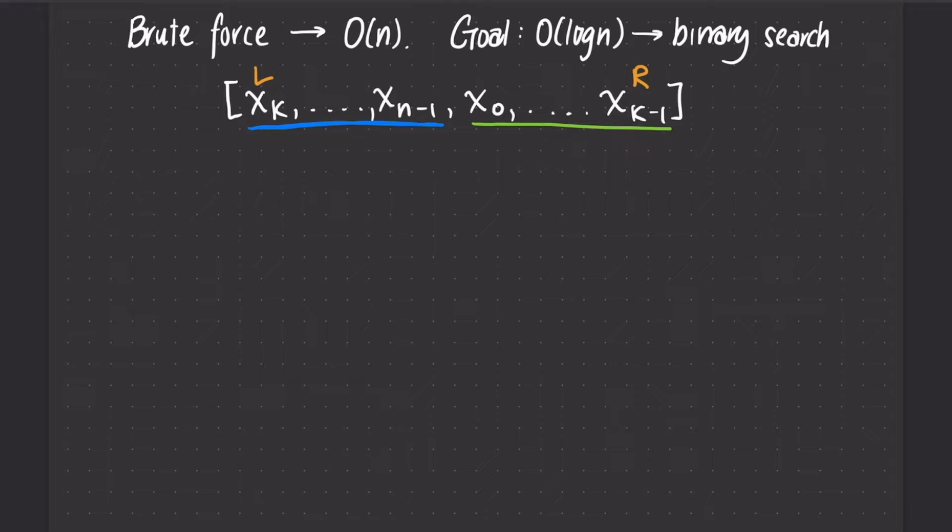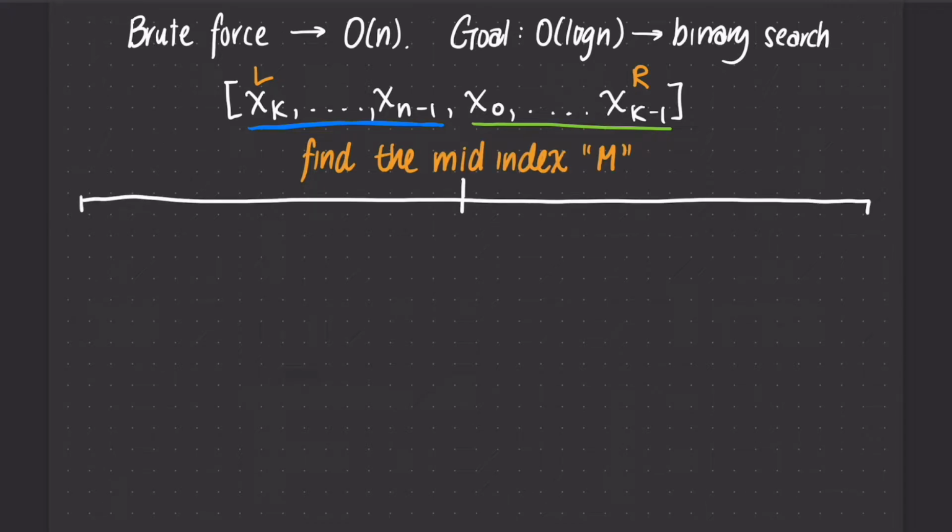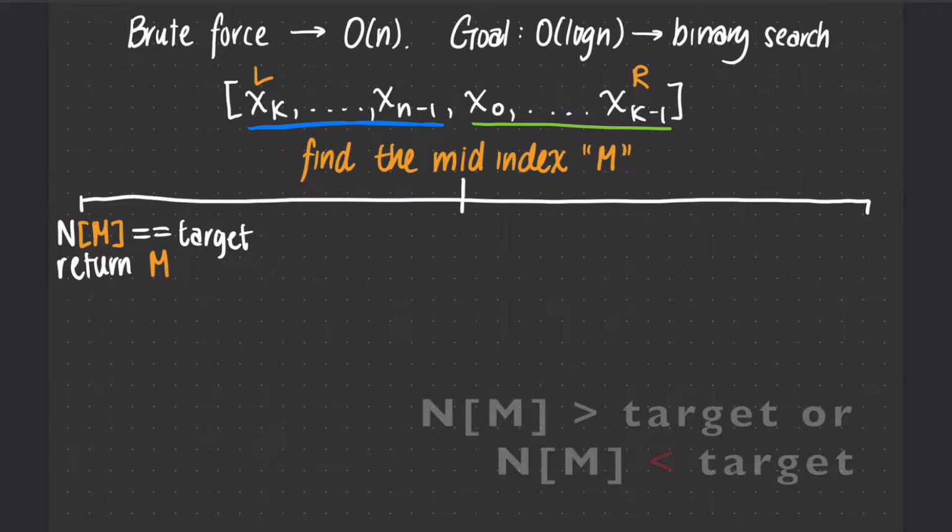In every single iteration of binary search, we first find the middle index. Let's call it m. There are 3 such possibilities. The simplest case is that we have found the target. In other words, n of m is the target. We just return m. The second and third cases are that n of m is greater than the target or less than or equal to the target.